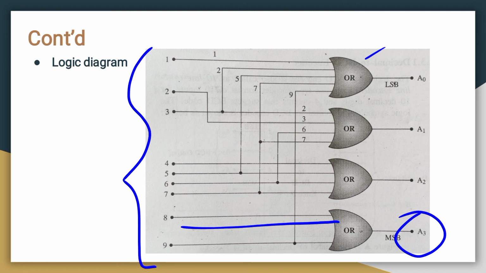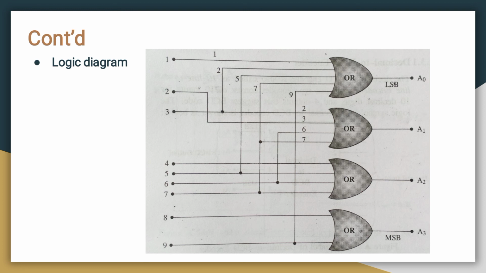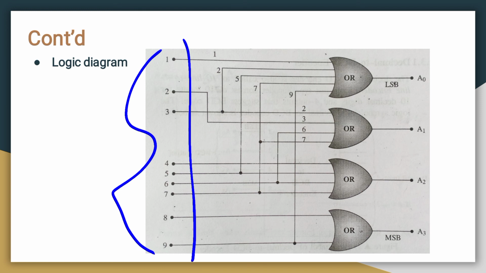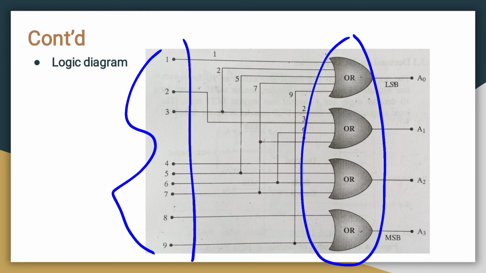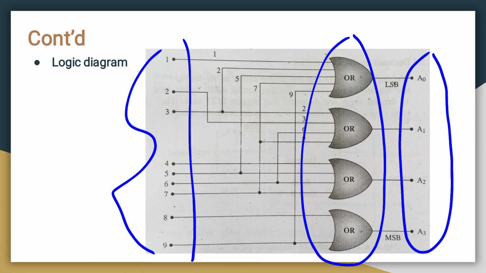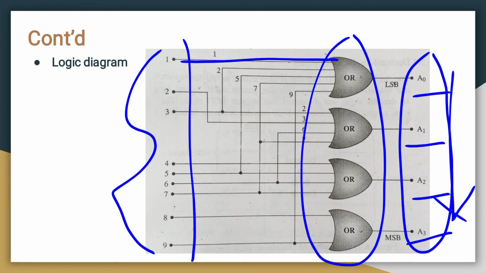So I repeat how you have to write this. It looks complicated, but it is not complicated, it is so easy. You have to write the 9 lines with the half lines, then write the OR gates, then write A0 to A3. It must be in increasing order, A0 to A3. Then according to the lines of the truth table, you have to join these lines with a subsection also. So this is about the logic diagram.